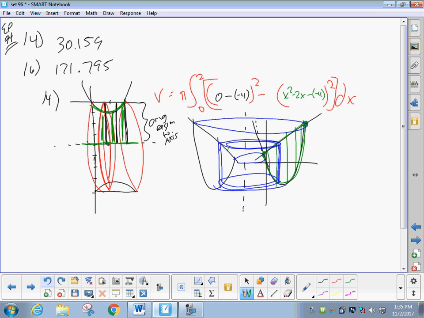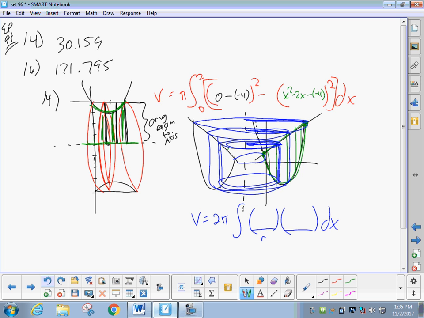Shells, okay. So that's 2 pi r h dx. In all cases, r looks like this distance or this distance or this distance. If I look at all those blue segments, those are horizontal.